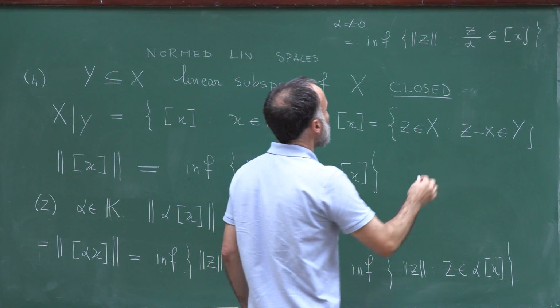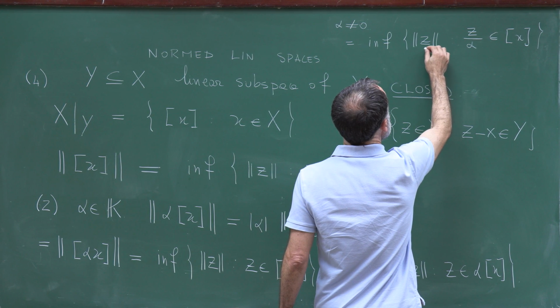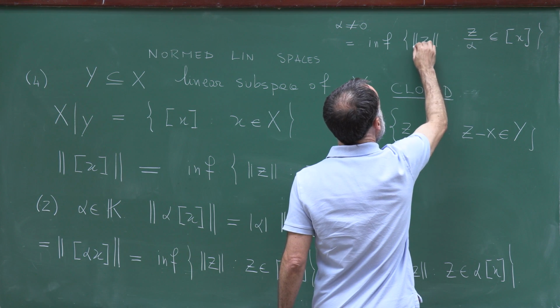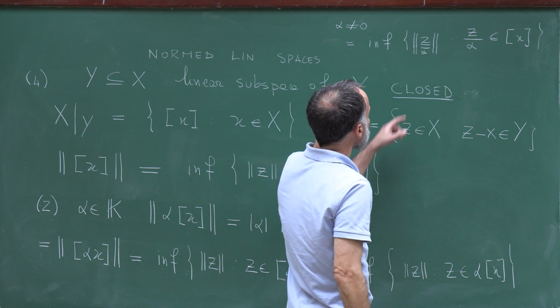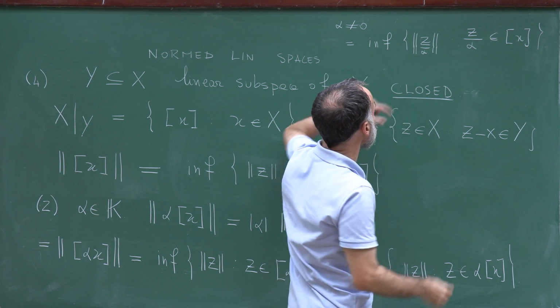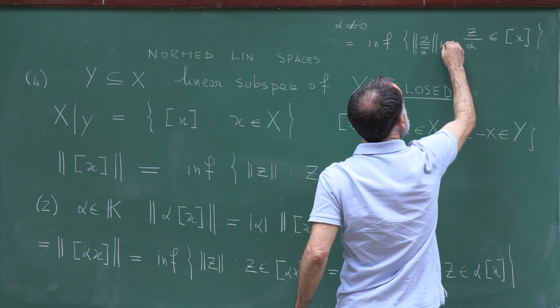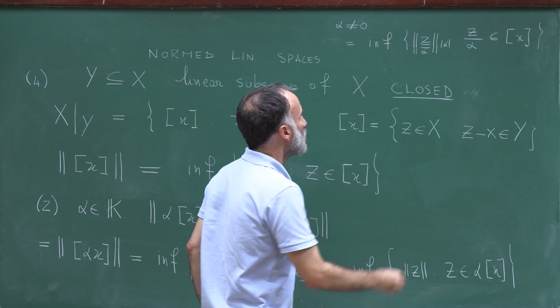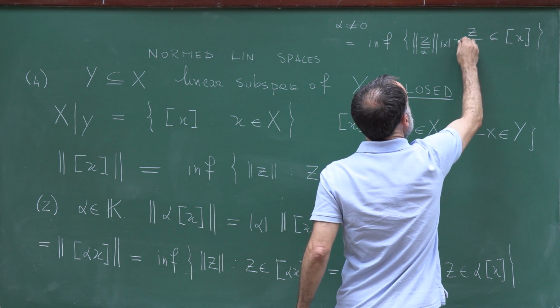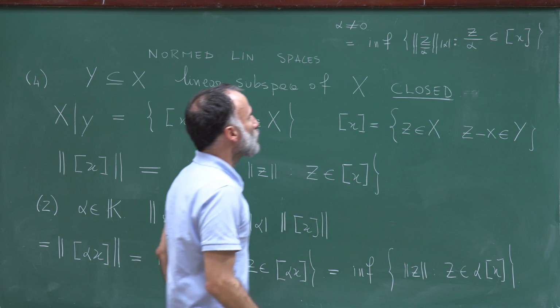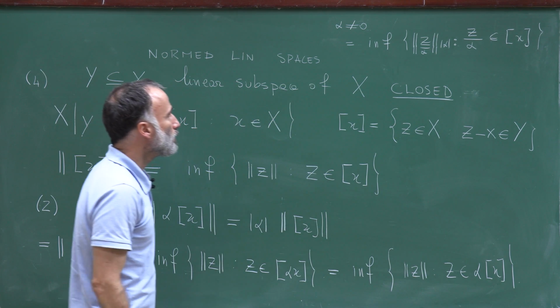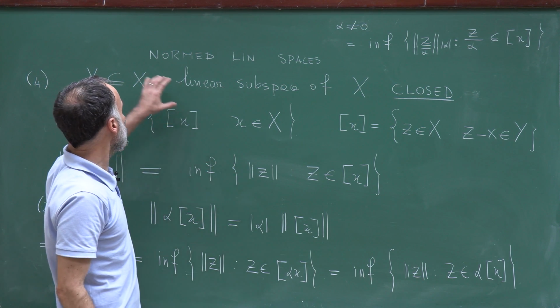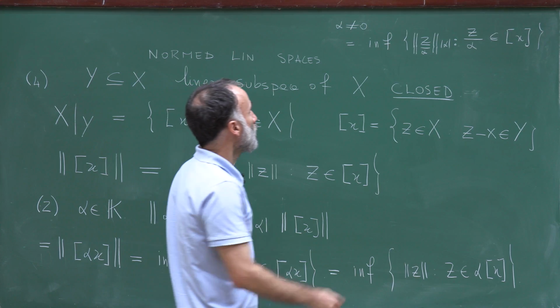Well, but now I can divide z by alpha and multiply it by alpha. But when I multiply an element, the norm of this new element, by the property of the norm, is equal to the absolute value of the scalar times the norm. This is by definition of the norm on the space X.